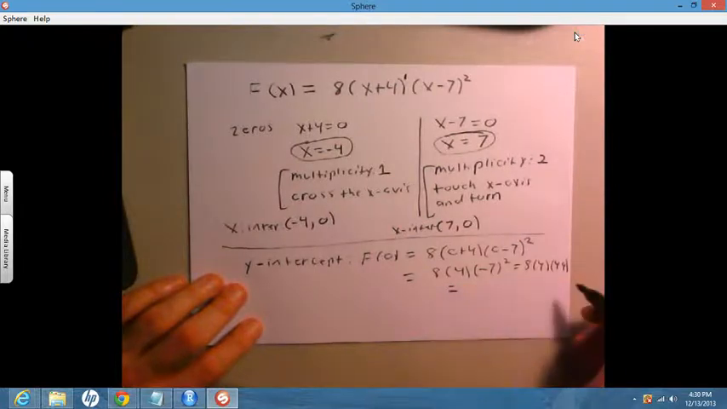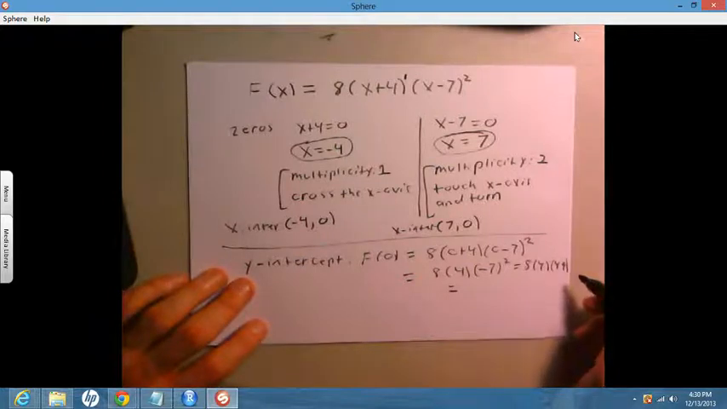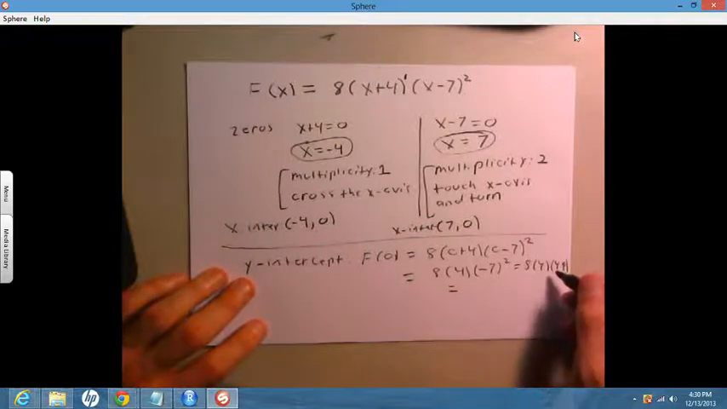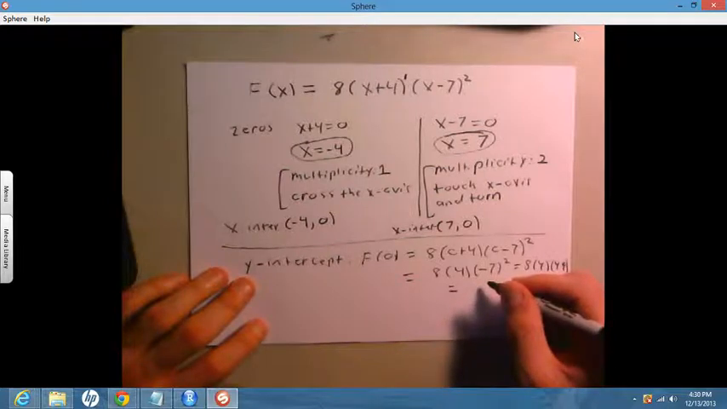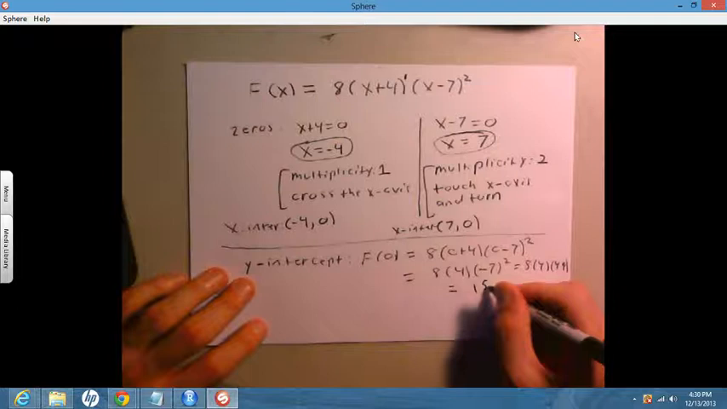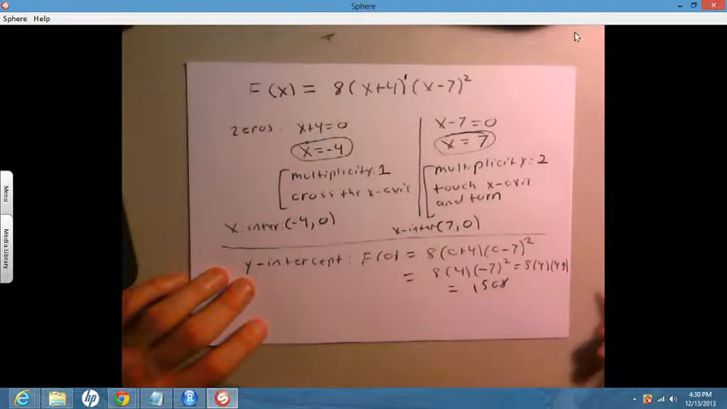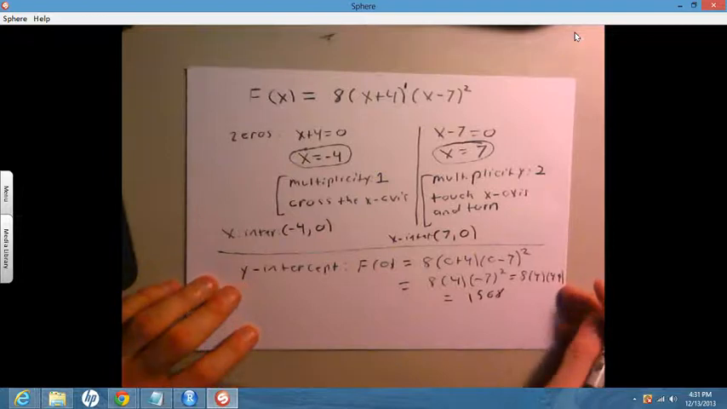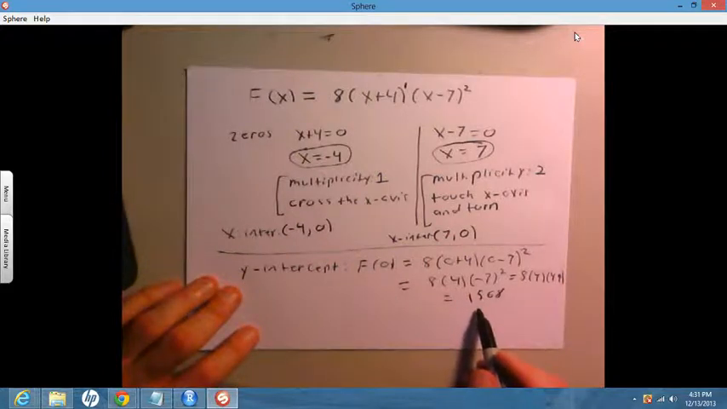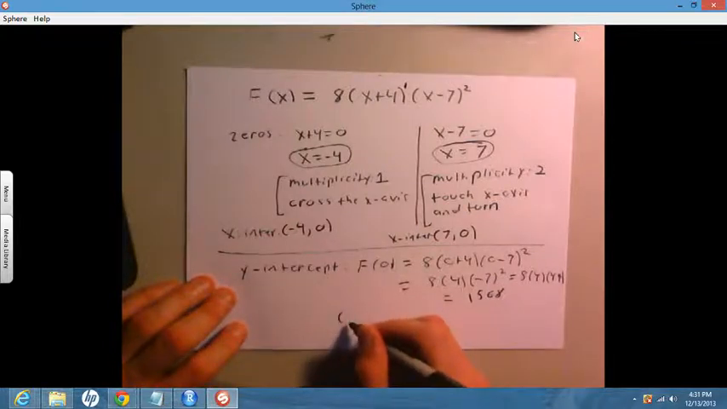Well, 49 is 50 minus 1, and 50 times 4 is 200, and 200 times 8 is 1600, and 8 times 4 is 32. So this is going to be equal to 1600 minus 32, which is 1600 minus 30 is 1570, and 1570 minus another 2 is 1568. Or you could just do 8 times 4 times 49 on your calculator. So that tells us that when x is 0, the y value is 1568. So the y-intercept is given by (0, 1568).